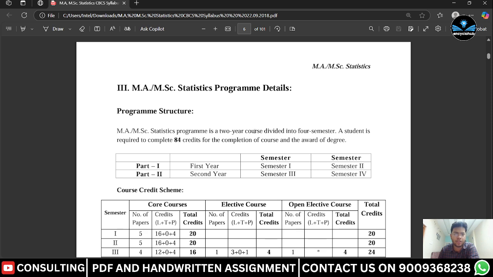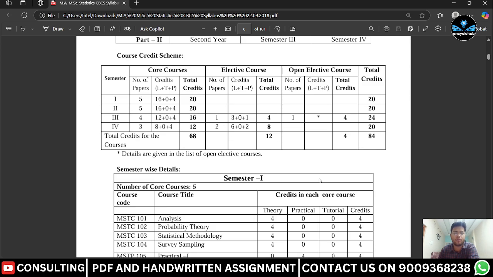MA Statistics is a 2-year course divided into 4 semesters. A student is required to complete 84 credits, which means you have to complete all 4 semesters, and after completion of this course you will get 84 credits. First year is semester 1 and 2, and second year is semester 3 and 4. The course credit scheme is given here: semester 1 has 20 credits, semester 2 has 20, semester 3 has 16 and semester 4 has 12. So there are a total of 68 credits, and these are core courses, elective courses and open elective courses. So overall credits are 84.